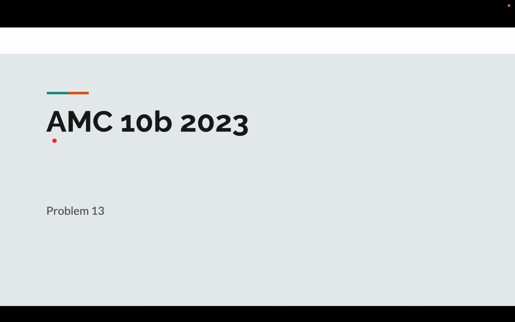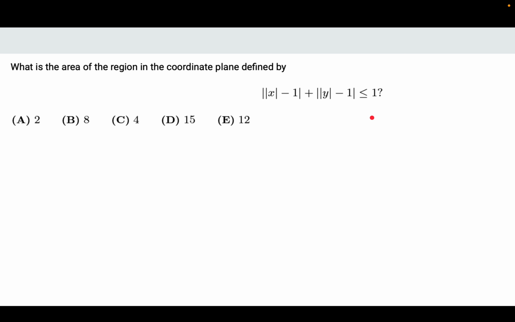Today we'll be doing AMC 10B 2023 problem 13. So let's get started. The question is asking, what is the area of the region in the coordinate plane defined by the absolute value of x minus 1 plus the absolute value of y minus 1 is less than or equal to 1?